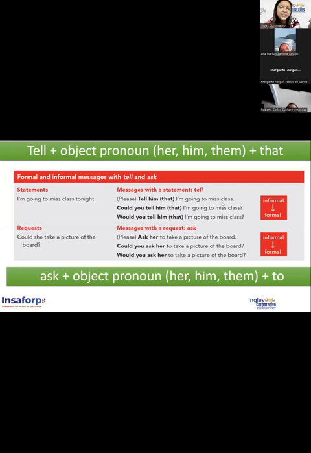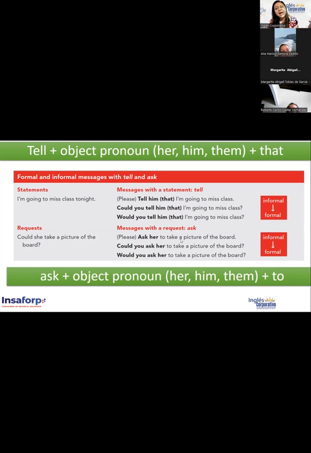Dígale que voy a faltar a clase. ¿Podría decirle que voy a faltar a clase? ¿Verdad? Le podría, por favor, es más formal, ¿verdad? Le diría que voy a perder clase. O dígale que. Usamos that, o puede no usarse that, pero esa es la diferencia. Ahora, con ask, hoy decimos, ask her to take a picture. Como estamos solicitando o pidiendo algo, entonces luego de aquí va una acción. Por eso usamos el infinitivo.